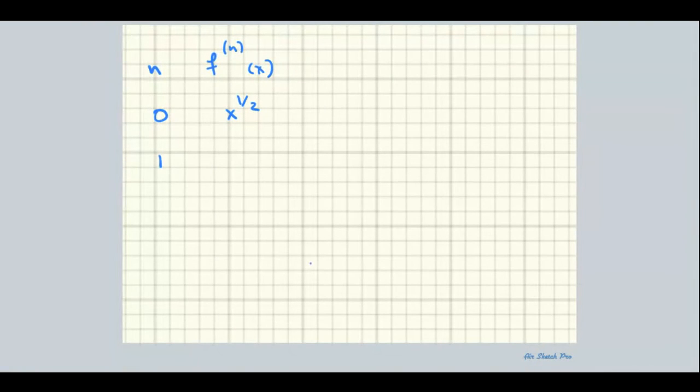So what's the first derivative here, guys? What's the first derivative? First derivative, guys. We can do this. What's the first derivative? That's right. It's 1/2 x to the negative 1/2.